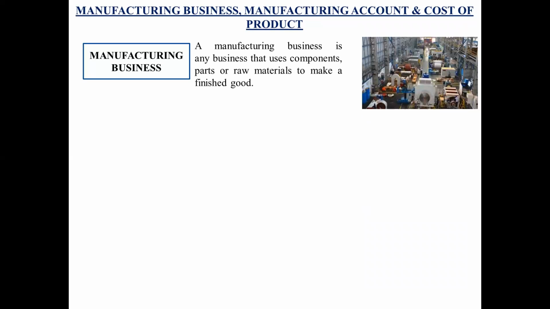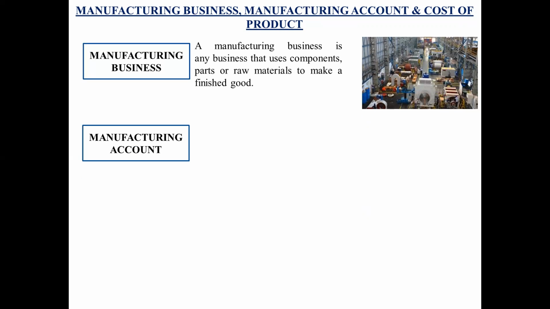Okay, now we'll see the definition for manufacturing business, manufacturing account, and cost of product. So we have defined manufacturing business as a business which manufactures goods, and how you manufacture goods, you take components or material from the market and then you produce a product and you sell it to the customer to earn profit. That is basically a manufacturing business. So a manufacturing business is any business that uses components, parts, or raw materials to make a finished good.